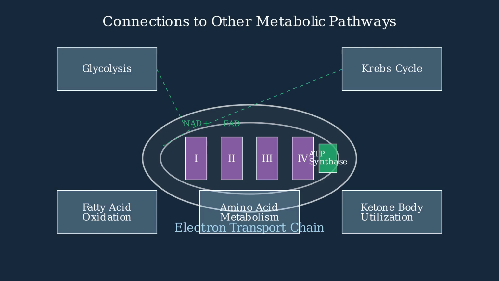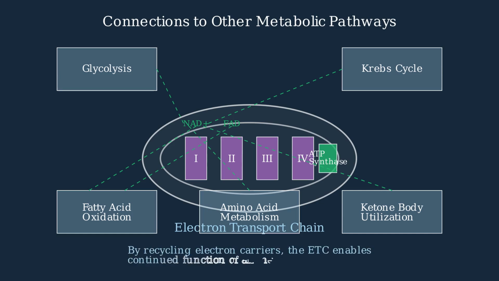Critically, the ETC regenerates NAD+ and FAD by oxidizing NADH and FADH2. This regeneration is essential for these metabolic pathways to continue functioning. This recycling of electron carriers creates a vital link between the electron transport chain and virtually all energy-generating pathways in the cell, forming an interconnected metabolic network.